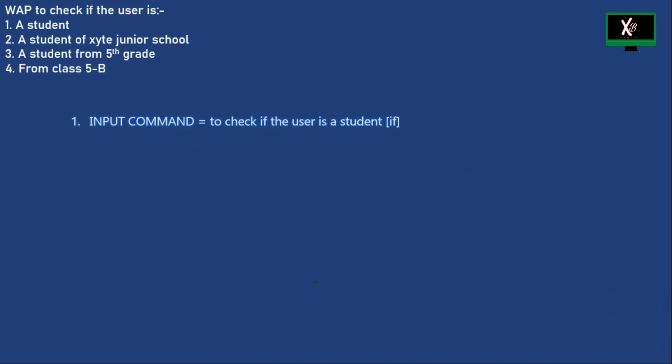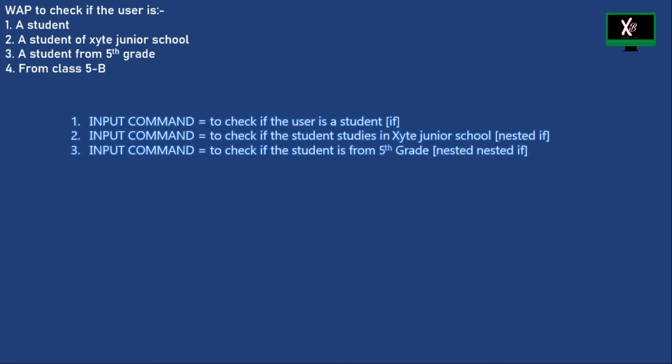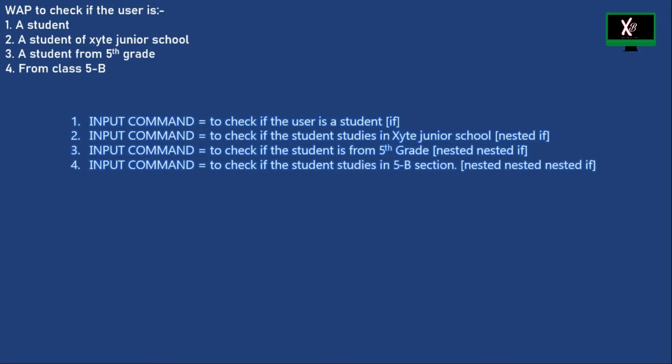First of all, we should write the input command to check if the user is a student. That's the first if. Secondly, I have to write an input command to check if the student studies in Excite Junior School. That's the name of the school, and that is a nested if. So, an if in an if. Third is another input command to check if the student is from 5th grade. So, nested if. And the last one is to check if the student studies in section 5B. Nested if. Just to make you understand: if, nested if, nested if, nested if.